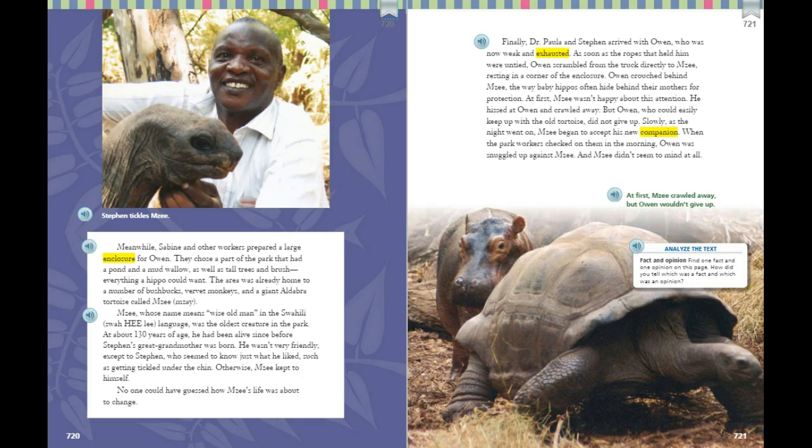What fact supports the idea that Mazzei wasn't very friendly? How does the photo on page 721 relate to what's going on in the story? Analyze the text. Fact and opinion. Find one fact and one opinion on this page. How did you tell which was a fact and which was an opinion?